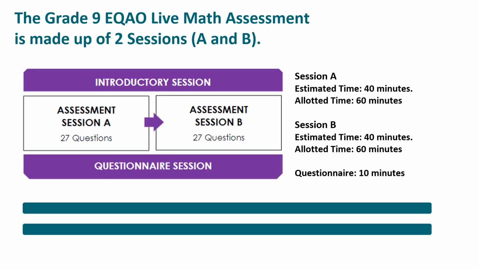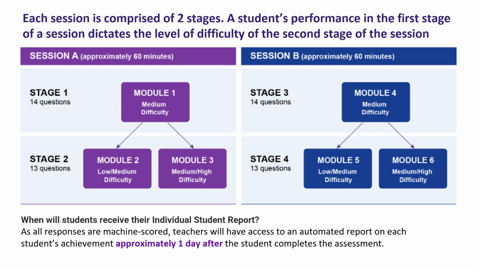The Grade 9 EQAO live math assessment is made up of 2 sessions, A and B. The estimated time to complete both sessions is 40 minutes, but you are given 60. The questionnaire, which comes after session B, takes approximately 10 minutes. Each session is comprised of 2 stages. A student's performance on the first stage of a session dictates the level of difficulty of the second stage of the session. The test is adaptive based on your answers.